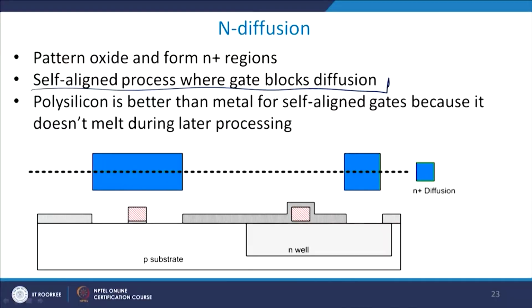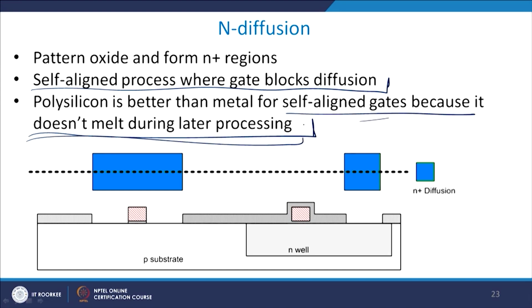So, polysilicon is better than metal for a self-aligned gate because it does not melt during later processes, right. Its melting point is typically very high for polysilicon as compared to even metal, and that is the reason you make it. So, this will be the N plus diffusion here, and there will be N plus diffusion here as well as here. This gate will not allow this diffusion to go inside this material, right.